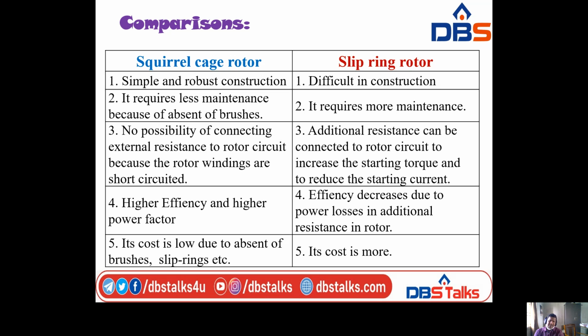Next, the squirrel cage induction motor has high efficiency and high power factor. Why? Because as brushes and slip rings are included in the other, that may reduce the efficiency. But coming to this one, it has high efficiency and higher power factor, whereas in the slip ring induction motor, efficiency decreases due to power losses in the additional resistance circuit. And cost is also less because of the absence of brushes and slip rings, whereas in the slip ring motor cost is more.